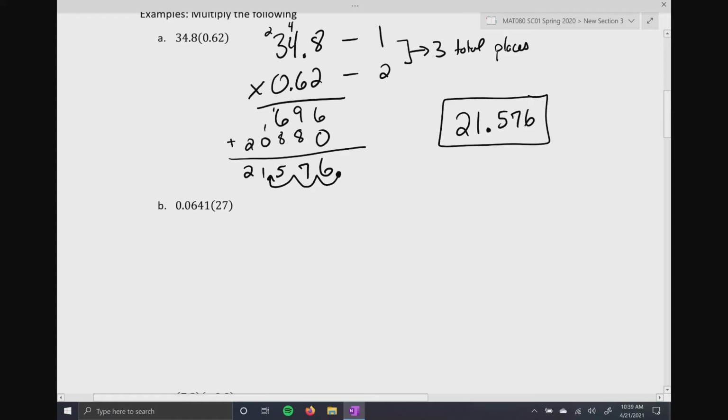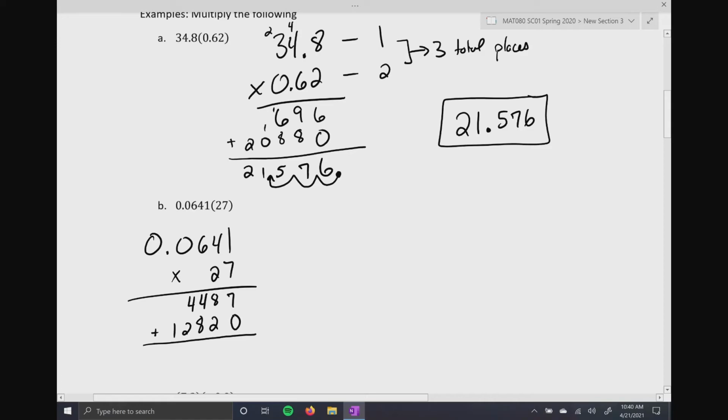0.0641 times 27. Now, I'm going to go ahead and set this up. 0.0641, 27 underneath. Once again, you just multiply. That's it. 7 times 1 is 7. 7 times 4 is 28. 7 times 6 is 42. Plus 2 more is going to be 44. All right, let me erase my carryover. Put a 0. 2 times 1 is 2. 2 times 4 is 8. 2 times 6 is 12.